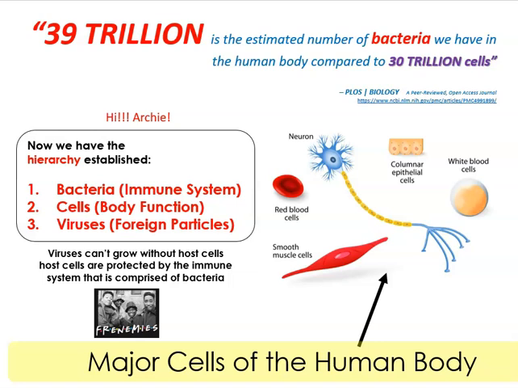If you look to the right, you look at some of the most common human cells you may be familiar with: neurons, brain cells, blood cells, muscle cells. There's 6 major cells that help us operate, live, breathe, function as human beings. And we'll talk about the bacteria in the immune system next. Let's get back to the hierarchy. Viruses can't grow without host cells. The host cells are protected by the immune system that's comprised of bacteria. Viruses are frenemies.